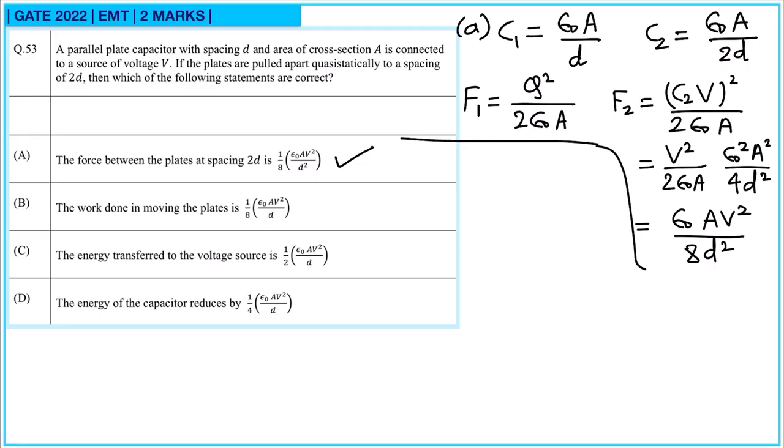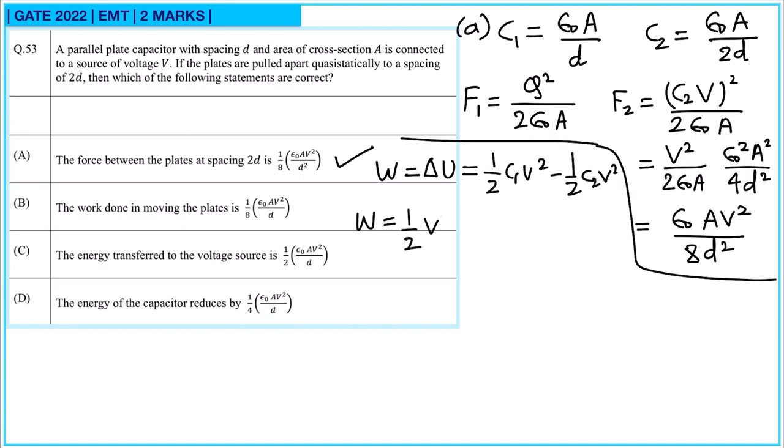Now for option B, work done is equal to the change in potential energy. So that is equal to half of C1 V square minus half of C2 V square. So this will be 1 by 2 into V square, C1 is epsilon naught A by D, minus C2 is epsilon naught A by 2D.